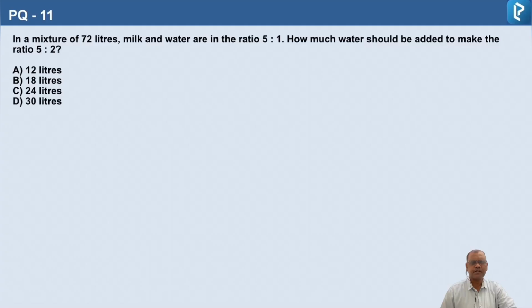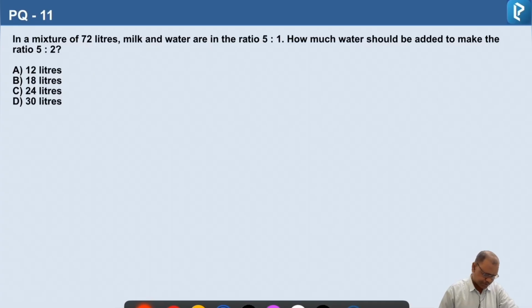Question number 11. In a mixture of 72 liters, milk and water are in the ratio of 5:1. How much water should be added to make the ratio 5:2? So we have milk and water in the ratio of 5:1 initially. So initial ratio of milk and water.